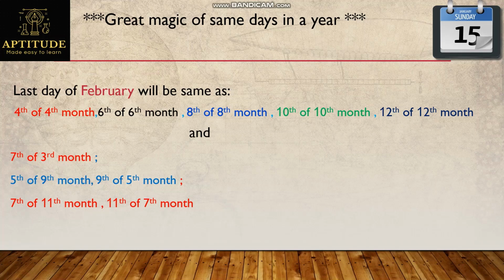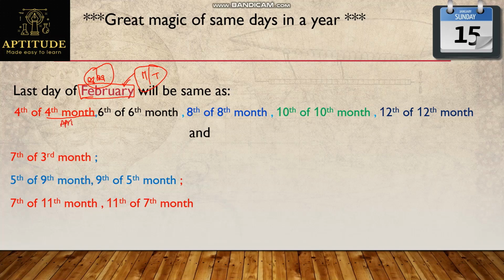So see here, last day of February. Whether February contains 28 days or 29 days based upon the year, it doesn't matter. So consider the last day of February. This last day of February will be the same as, for example, if it is a Monday or Tuesday, the same as 4th of the 4th month. What is the 4th month? The 4th month is nothing but April.